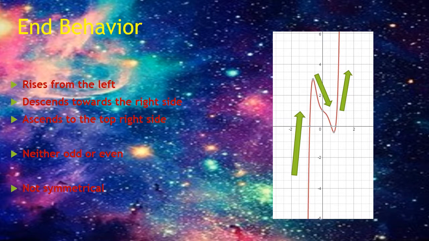End behavior. The end behavior can be described as rising from the top left, descending as it reaches towards the right side, and ascending again towards the top right side. My polynomial is neither odd nor even, nor is it symmetrical.